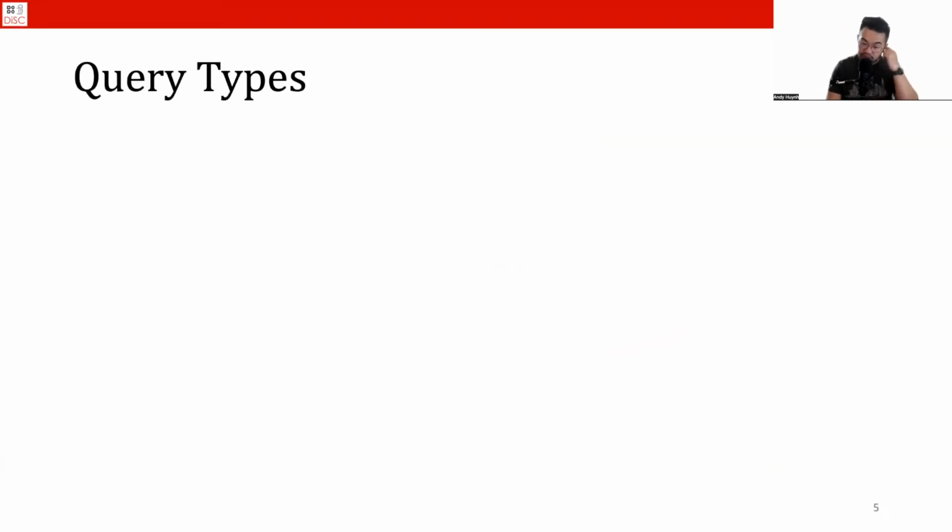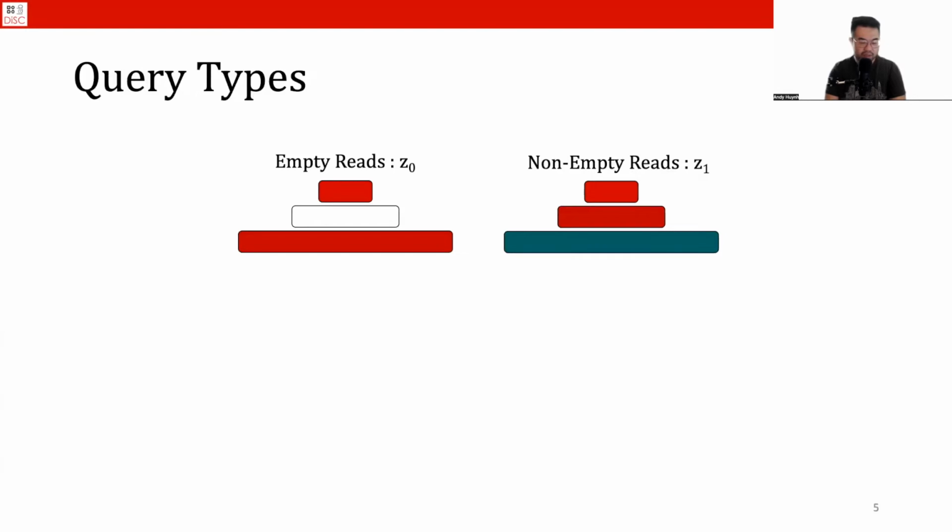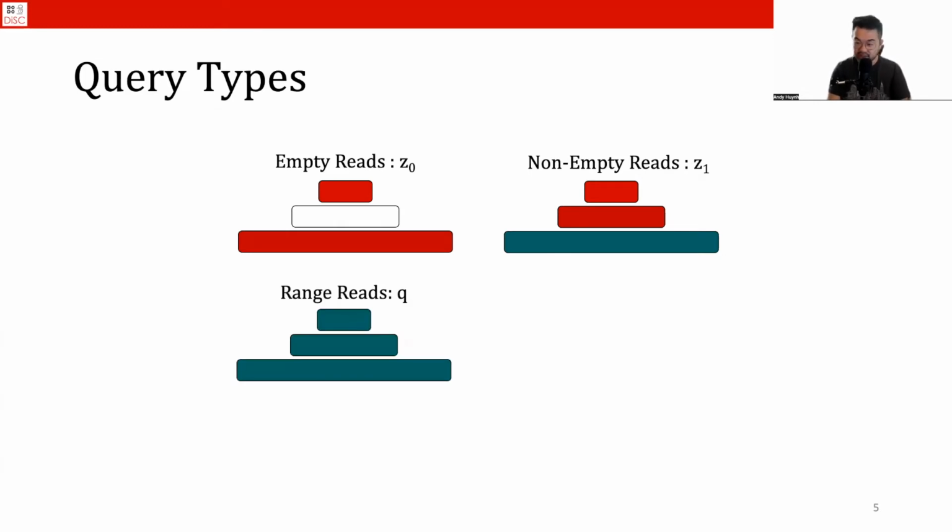Now, we have four common types of queries that more or less encompass all of the LSM operations. We'll split our reads into two particular types of reads: empty reads, when a read returns no answer, and non-empty reads, where we return an answer. Range reads, of course, are when a user asks for something between two bounds, and a write, which may encompass a delete, update, or a new write.